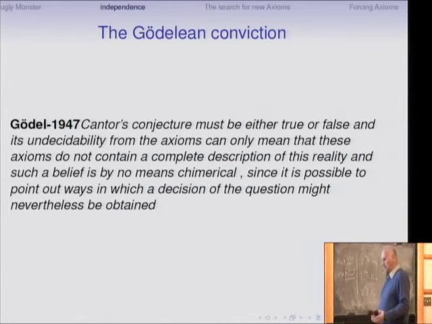Namely, Gödel's conception was that there is some real, true answer. It should be either true or false in some metaphysical or physical, or I don't know what sense. And the fact that you cannot decide it on the basis of the axioms simply means the axioms do not exhaust everything that should be true about this universe of sets, and if you are able to find the right axiom, then the thing will be settled.